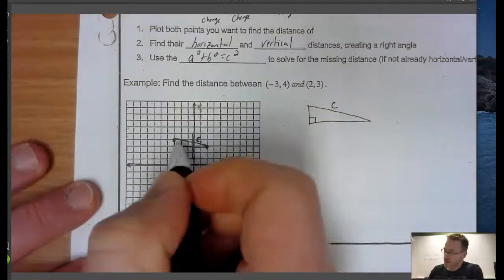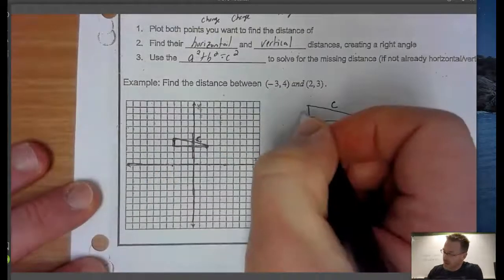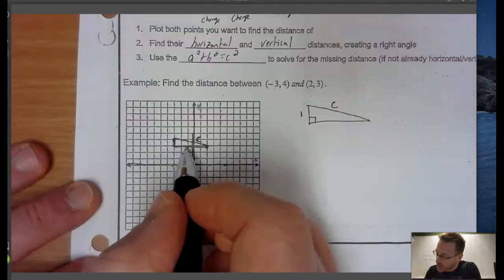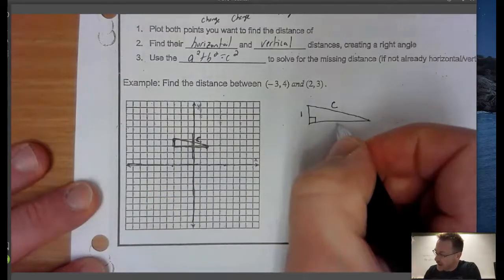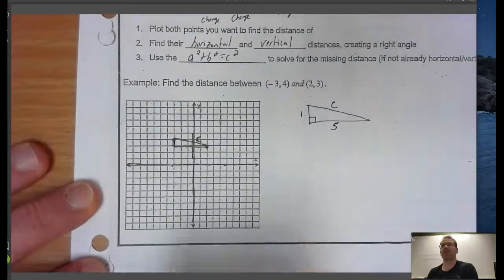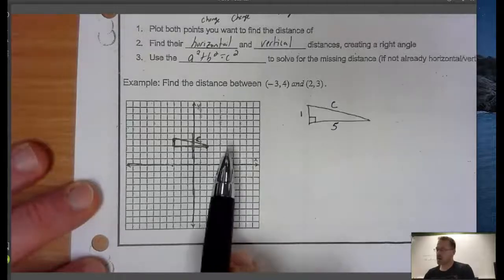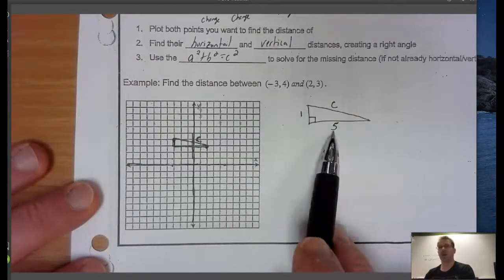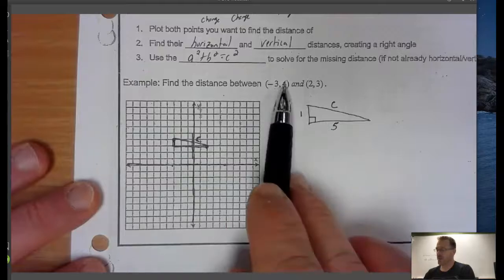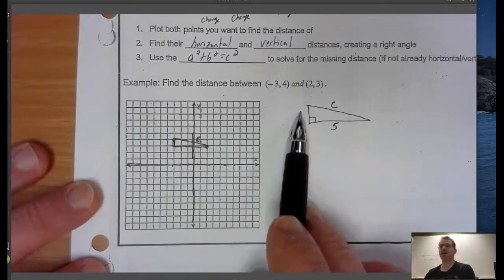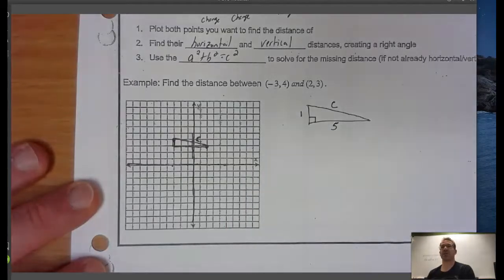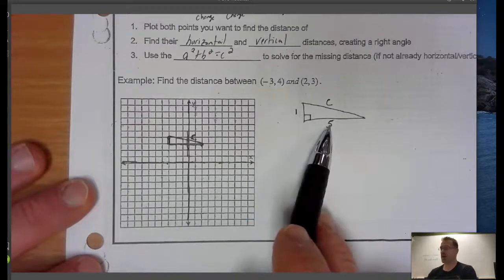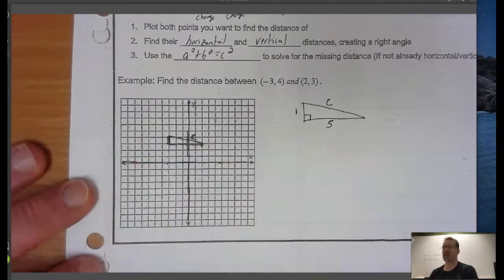So my vertical here has a length of 1. My horizontal, 1, 2, 3, 4, 5, has a length of 5. You can see that because if I go from negative 3 to 2, I went to the right 5, and if I went from 4 to 3, I went down 1. So that's a length of 1. Now I have my vertical and horizontal change, so I can just put those into my Pythagorean theorem.